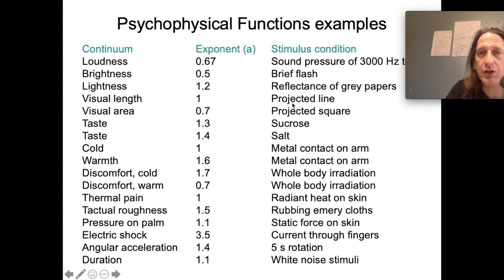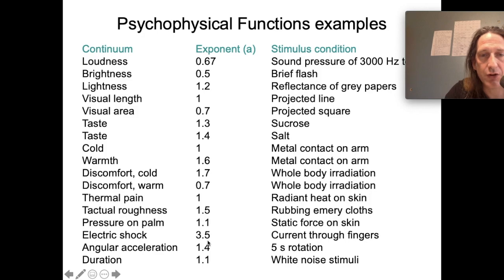Okay, if we look at all of these different types of stimulus, we can see that for each of them there's a particular value of A. And from what I've told you, you now know that if the value is less than 1, then it's going to be a function similar to what we saw for loudness. If it's a value of 1, then you know that it's going to be a linear relationship. And if it's a value that's larger than 1, then you know it's going to be an exponential relationship, like we saw for pain. Okay, so for example, here for visual length, we can see that A is equal to 1. So I don't need to draw you a graph. You know that this is going to be a linear relationship.